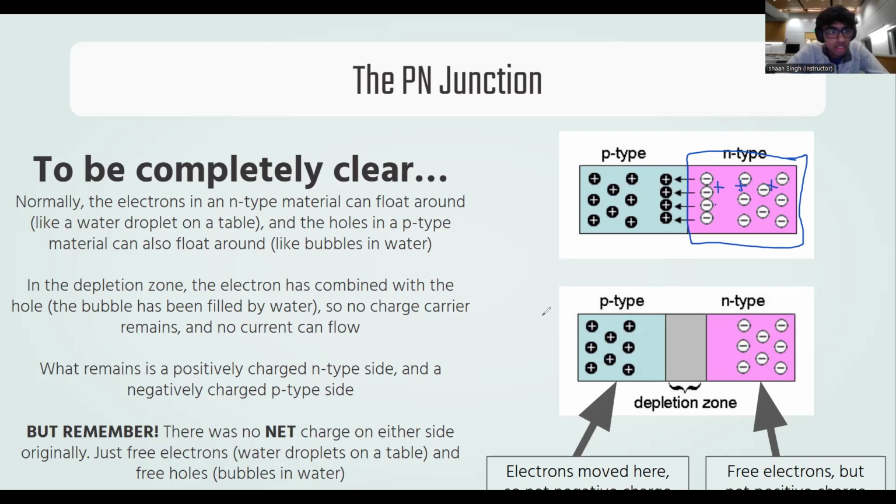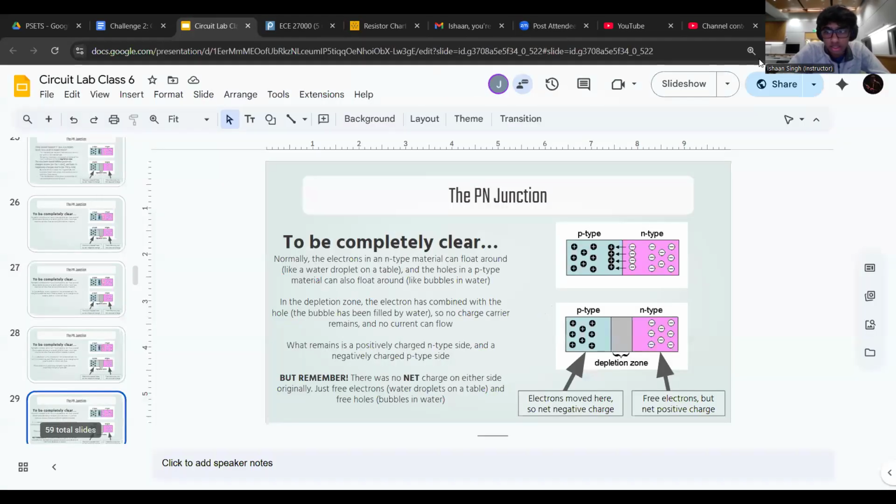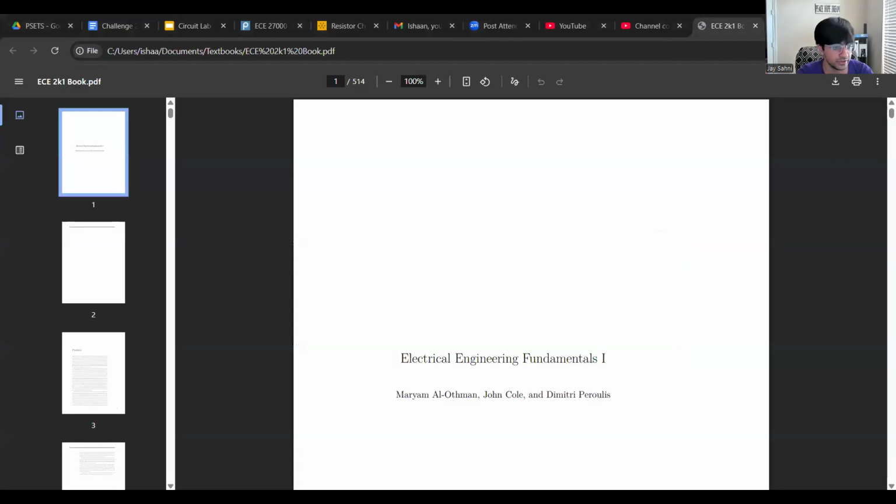Actually, I have a really good diagram in a textbook. Let me find that diagram because I think that'll be helpful. So just give me one second. In the meantime, does anyone have any questions that I can help answer?